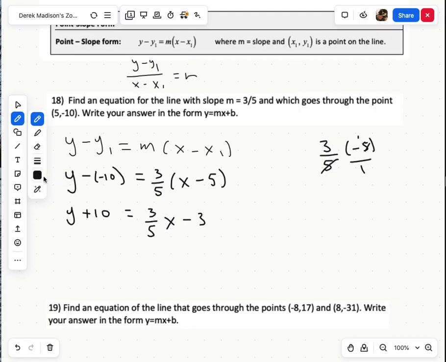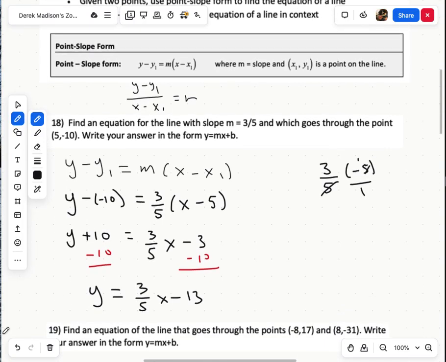And then the only thing I have to do from there to finish that off is finish getting y by itself. So I'll subtract 10 off of both sides. And we have y equals 3/5 x minus 13. And that would be our equation in slope-intercept form. And this is pretty much what there is to finding an equation of a line. Once you know your slope and your point, you just chunk them in here, clean it up, and that's going to get you to your answer every time.